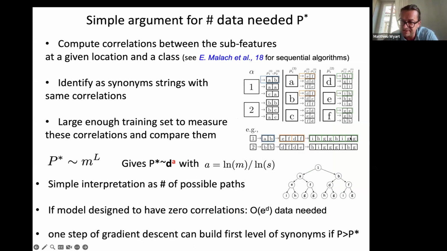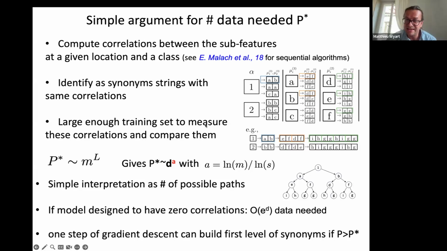So think about, for example, this GG location, and you can ask, well, if I look at this position, how much does that string correlate with the class? And the key point is that by construction, the correlation is going to be the same for synonyms. So it means if you have enough training sets and you can therefore compute those correlations precisely enough, in principle, you can group those strings together as synonyms when the correlations are identical. So that's the key idea.